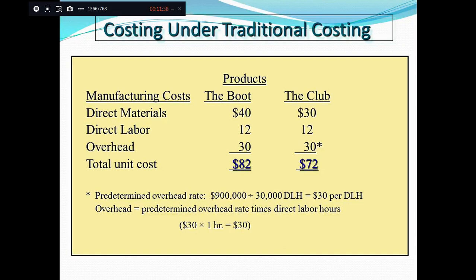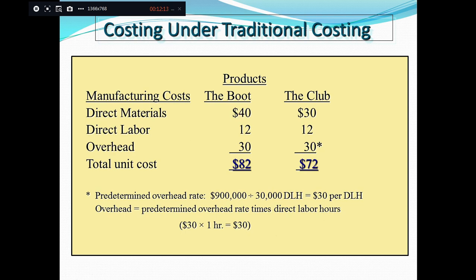So let us see the difference between ABC costing and traditional costing. When I'm using traditional costing, manufacturing costs are categorized into 3: direct materials, direct labor, and overhead. When determining direct materials using traditional costing, the boot's direct material is $40 and the club's is $30, as given in the previous slide.